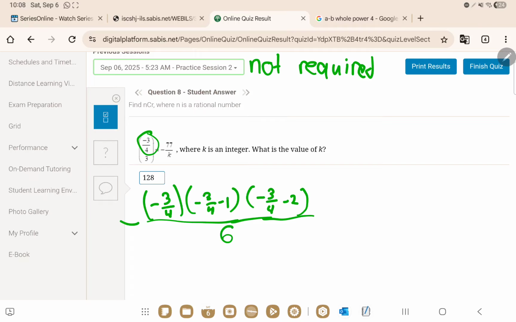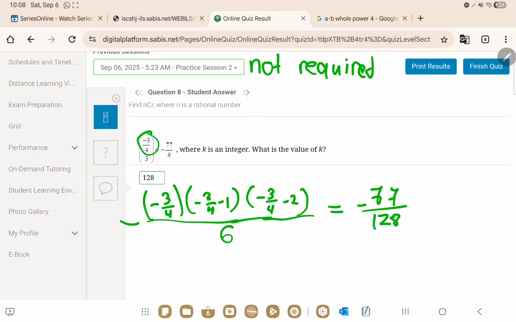So negative 3 over 4 into negative 3 over 4 minus 1 into negative 3 over 4 minus 2, all over 6, and we got negative 77 over 128.